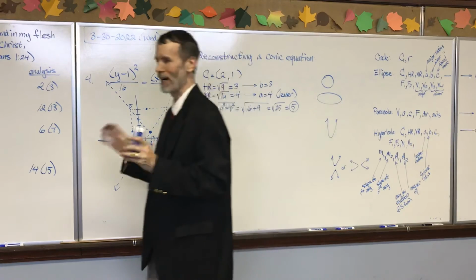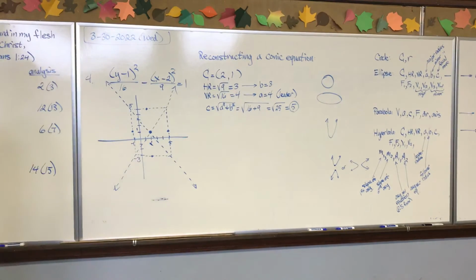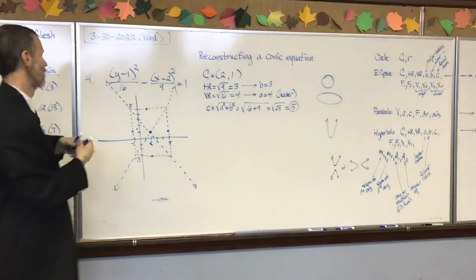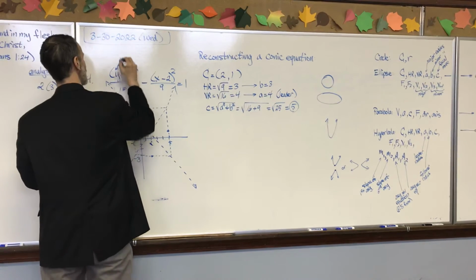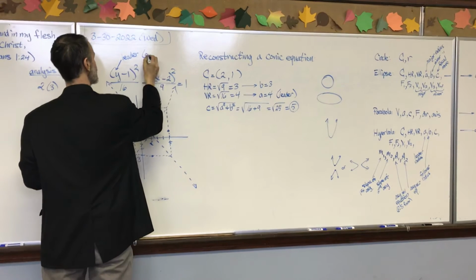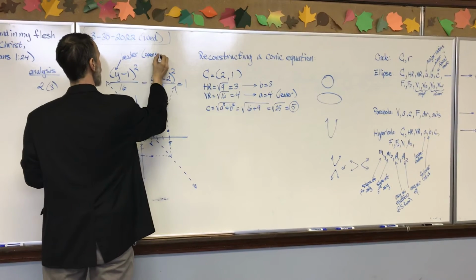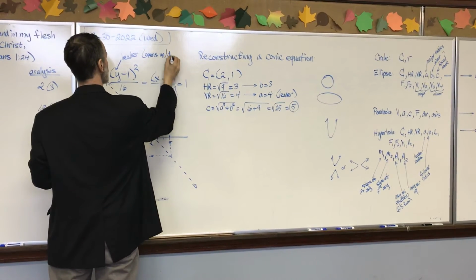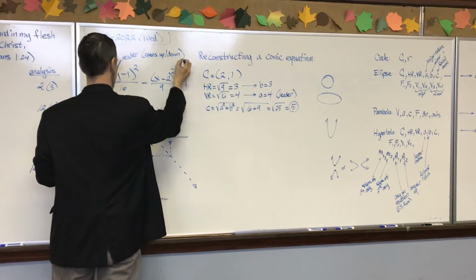I want to graph the actual hyperbola. Question: is this hyperbola opening left, right, or up, down? Up, down. How do you know? Y is the leader. If Y is the leader, this thing opens up, down, because you follow the leader.